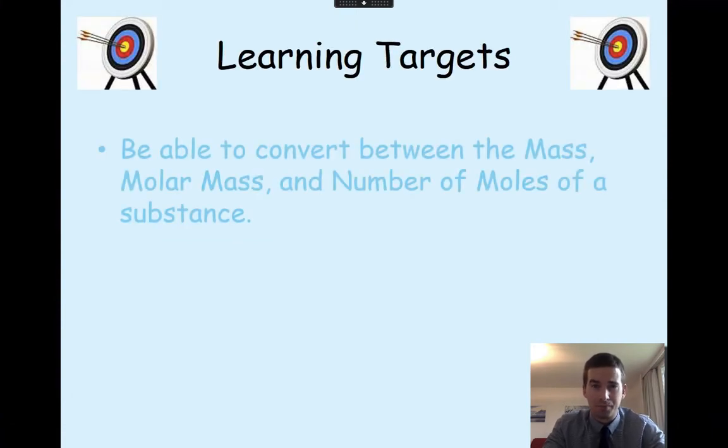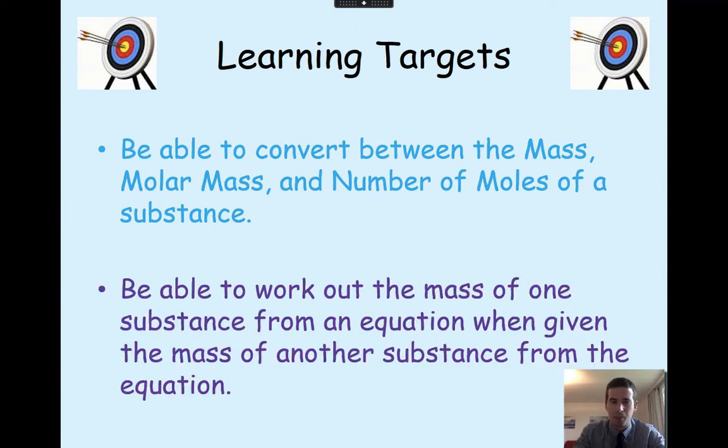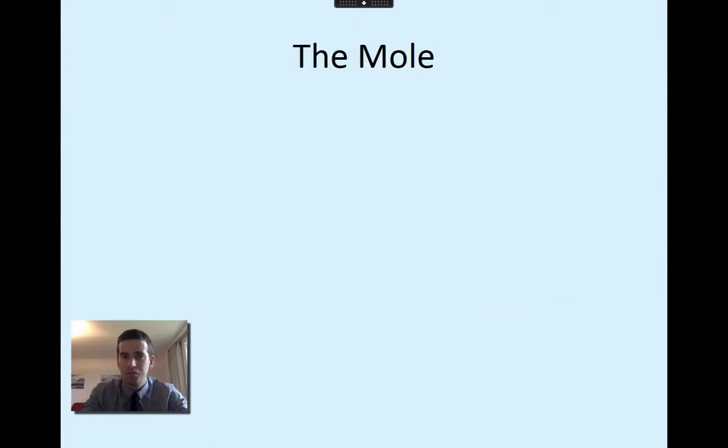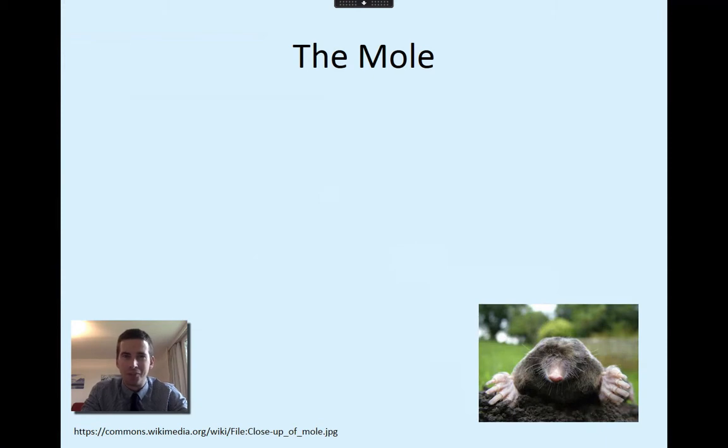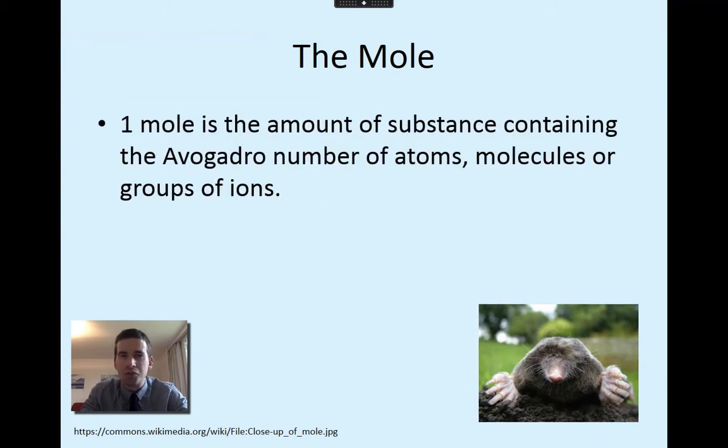So hopefully you'll be able to convert between mass, molar mass, and number of moles of a given substance, and be able to attempt exam-style questions where you have to convert between a mass of one substance to a mass of another substance in the same equation. So let's just remind ourselves what a mole is with the help of our friend Avogadro. So 1 mole is the amount of substance containing the Avogadro number, either atoms, molecules, or groups of ions.